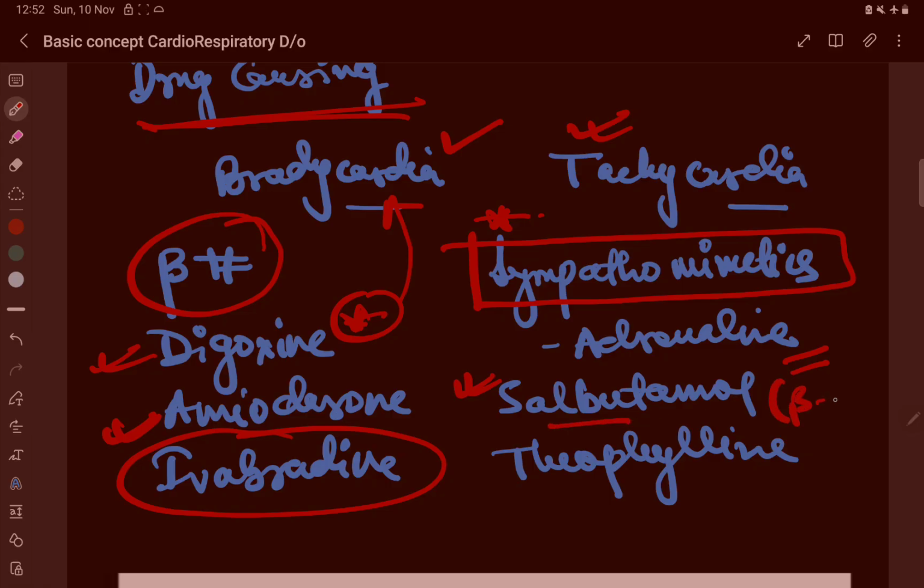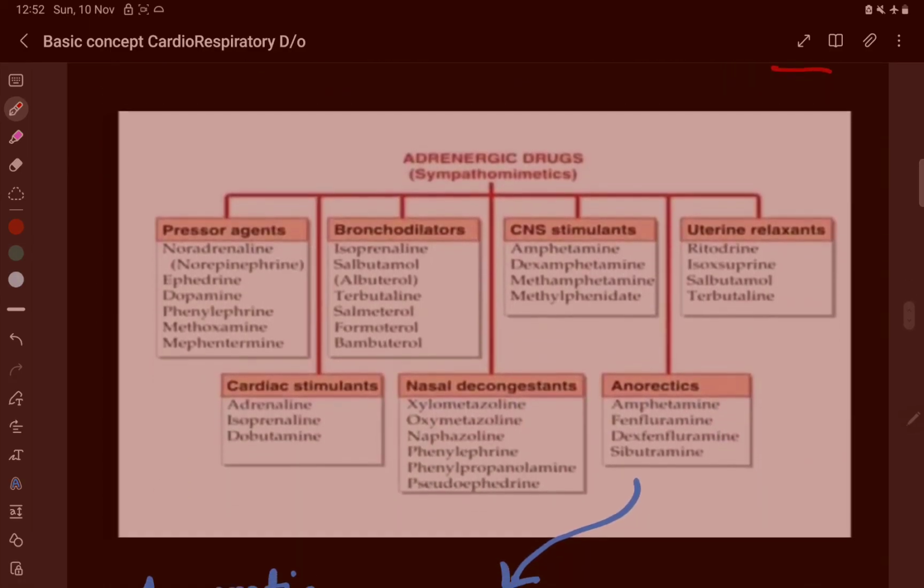Salbutamol is a beta agonist and it is used in asthma, and theophylline is present in your tea. Whatever tea you are having, theophylline is present. Even in your chocolate some amount of theophylline is present, along with theobromine and caffeine.